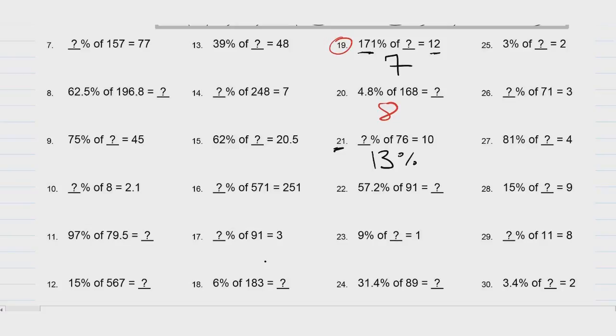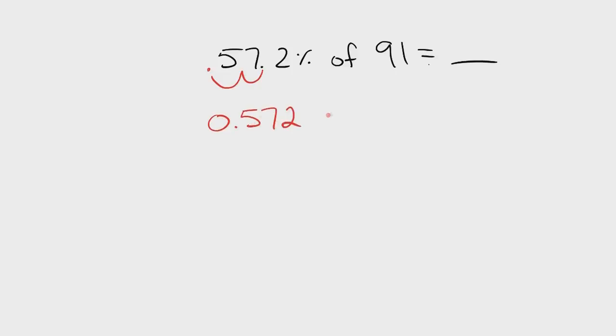All right, problem 22. 57.2% of 91. 57.2% of 91 equals what? Oh, I love this problem. It is a multiplication problem because we can go this way. We are going to multiply, but before we do that, we need to move the decimal 2 spaces to the left to change a percent to a decimal. So this is 0.572 of is times 91. And we just multiply.